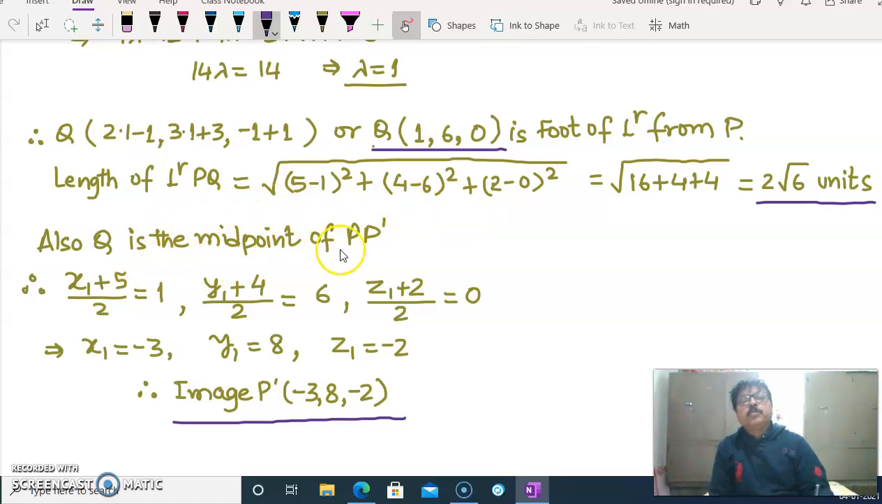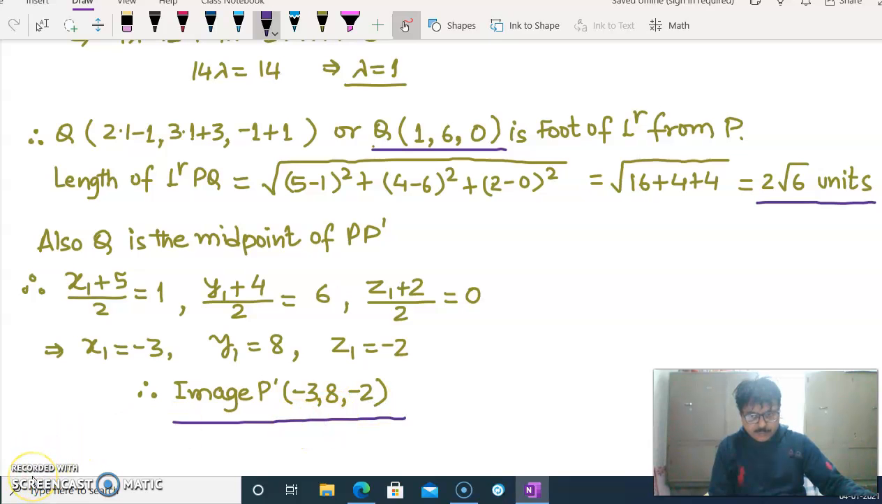Now Q is the midpoint of PP dash. We all know that Q is the midpoint of PP dash. Therefore (x1 + 5)/2 = 1, (y1 + 4)/2 = 6, and (z1 + 2)/2 = 0. So the value of x1 will be -3, the value of y1 will be 8, and the value of z1 will be -2. So the image P dash will have the coordinates (-3, 8, -2). So students, please see this question carefully.